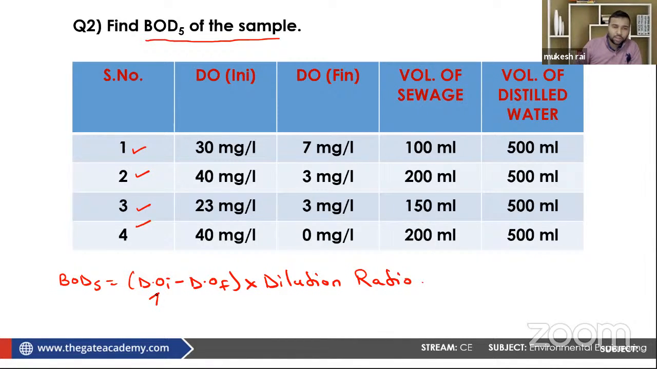Find it fastly. Now DO initial minus DO final is combinedly also known as what? Yes, Gursaj, correct. Yes, Raj, very good, beta. DO initial minus DO final is known as what? Just tell me. It is known as the DO consumed.